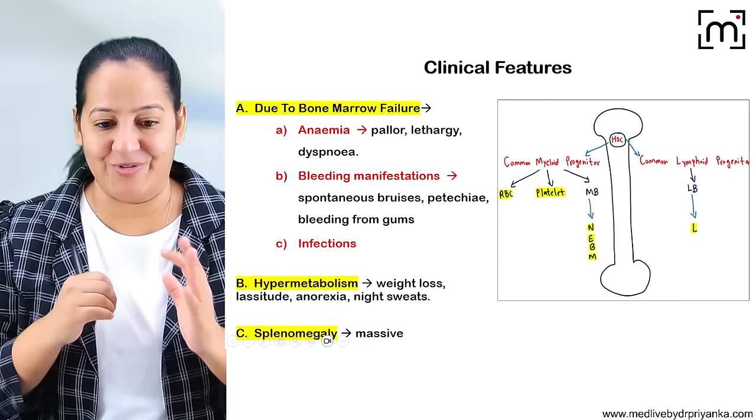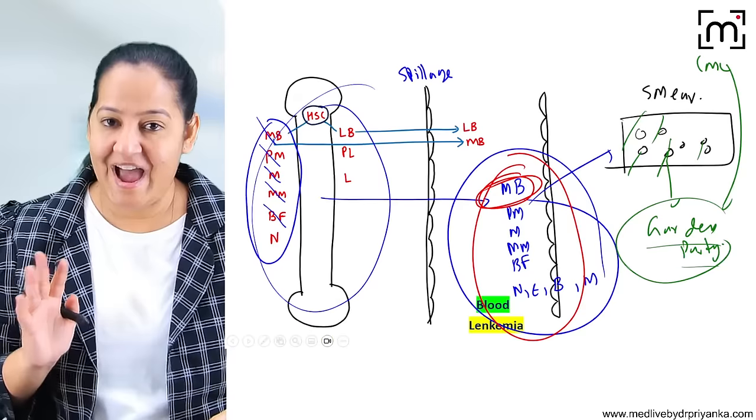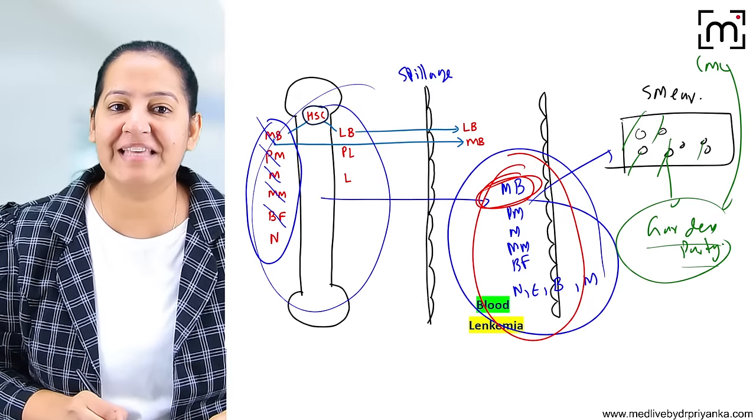So that is the pathogenesis. How many of you got it? Give me a thumbs up if you got the pathogenesis. What is happening? Everyone got it? What is exactly happening in CML?